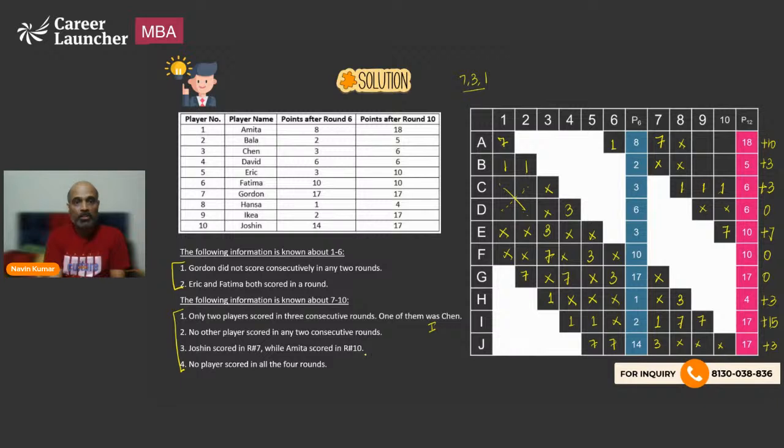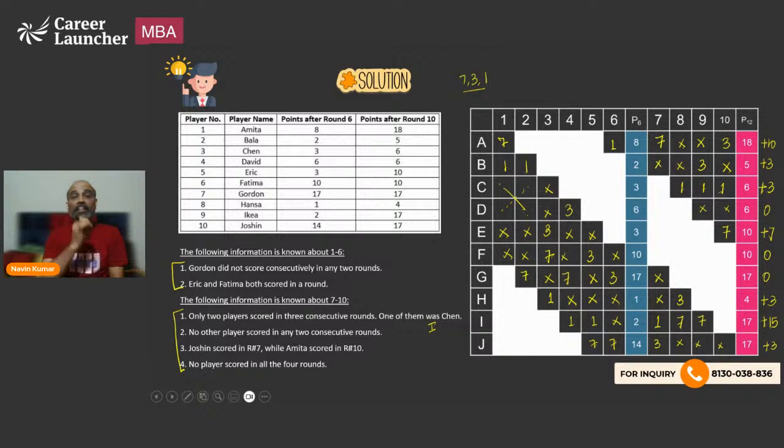Amita scored in round number 10. So A scored in round number 10. So 10 points in the last 4 rounds, out of which 7 is from round 7. So the remaining 3 will be from round number 10. So the moment we get 3 here, we have got 3, 1, 7. This is moved. And 7 and 3 is done. So the last 3 will come from here.